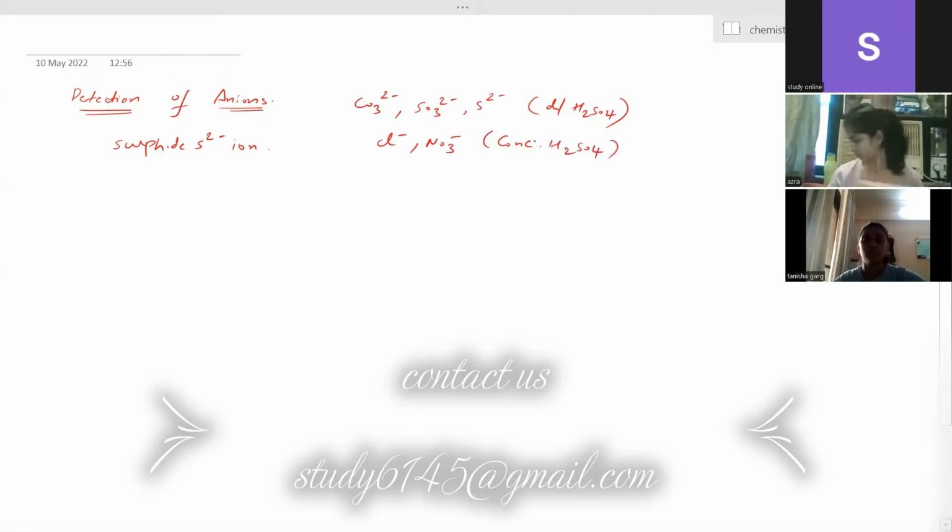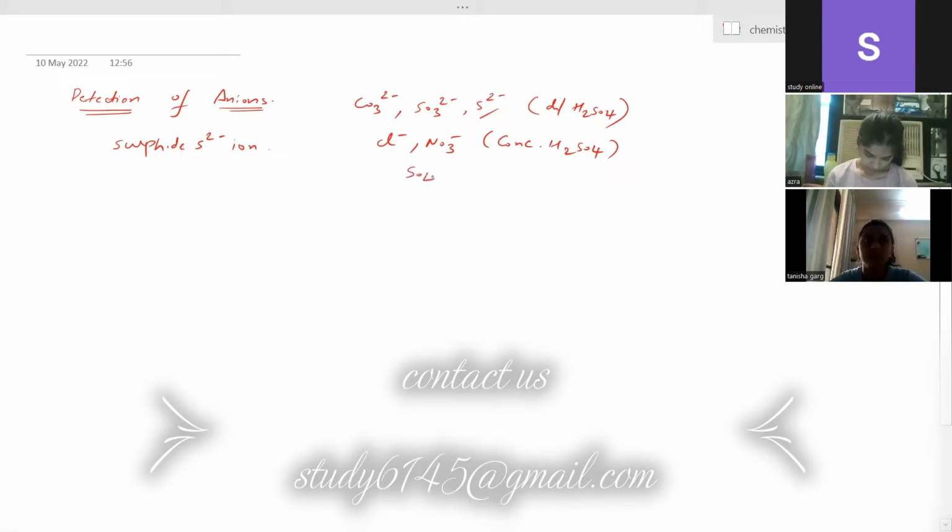Carbonate ion, sulfite ion, and sulfide ion. These three ions will be detected using dilute H2SO4. And chloride ion and nitrate ion will be detected with the help of conc H2SO4. Now you tell me the reactions: how will you detect sulfide ion? I have given the hint.